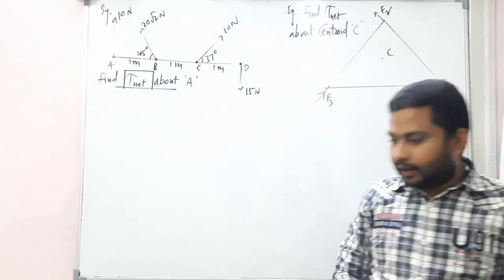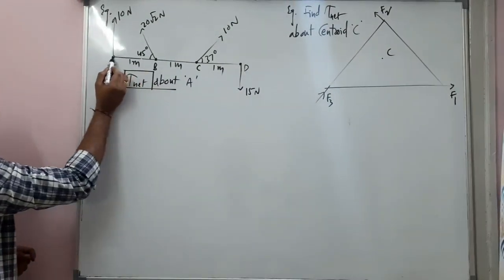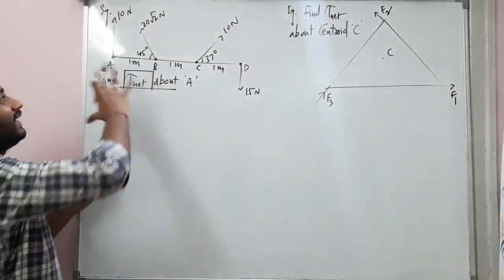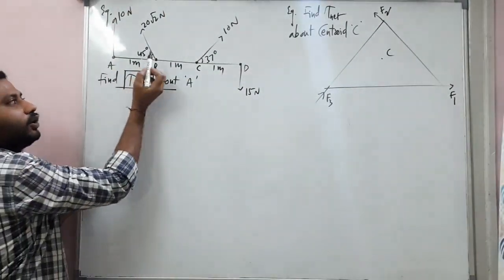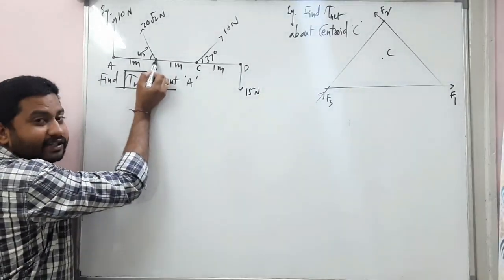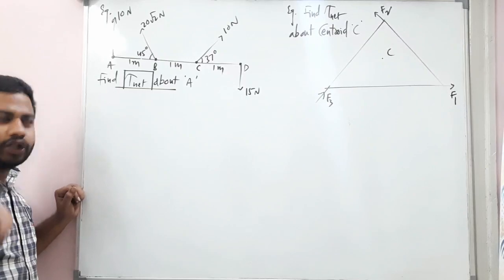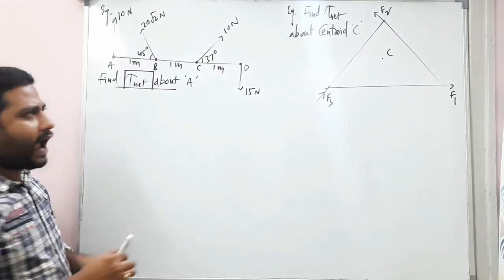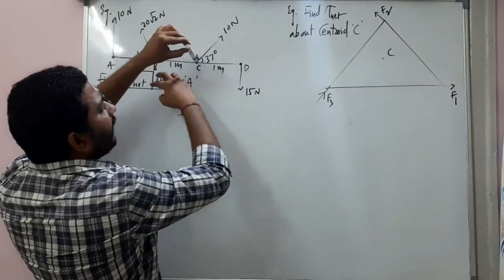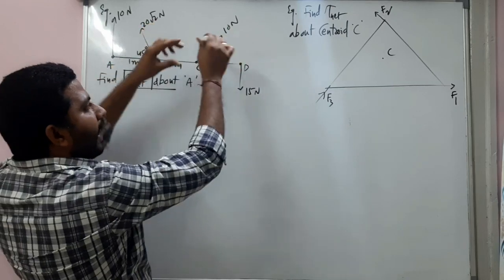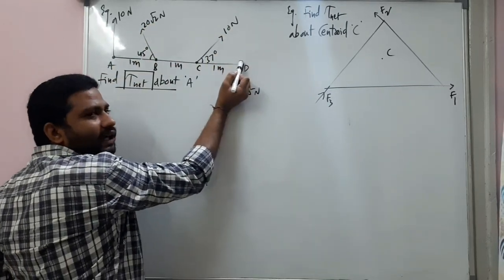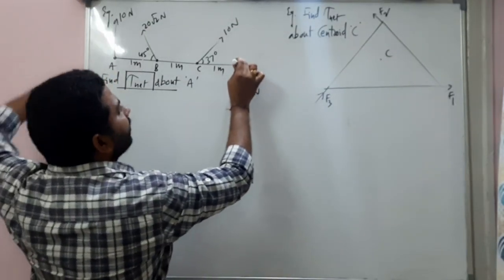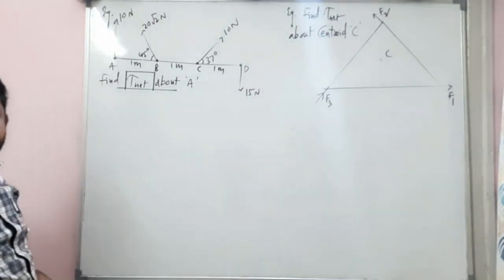Listen carefully. About the point A, this is the axis of rotation. After finishing this question, when you solve the net torque about point B, B is the axis of rotation. Net torque about point C, C is the axis of rotation. What is meant by axis of rotation? About this axis, the rod will rotate. That's the meaning. And about point D, we are finding the torque; D is the axis of rotation. About this point D, this rod will rotate. Right?